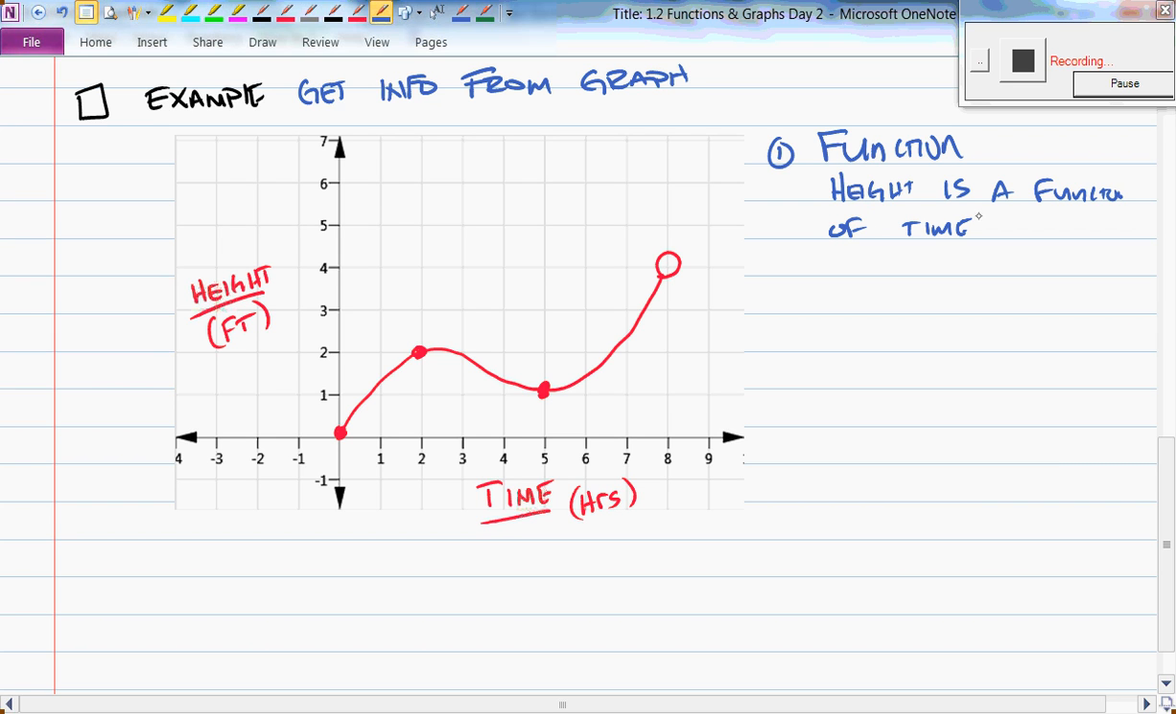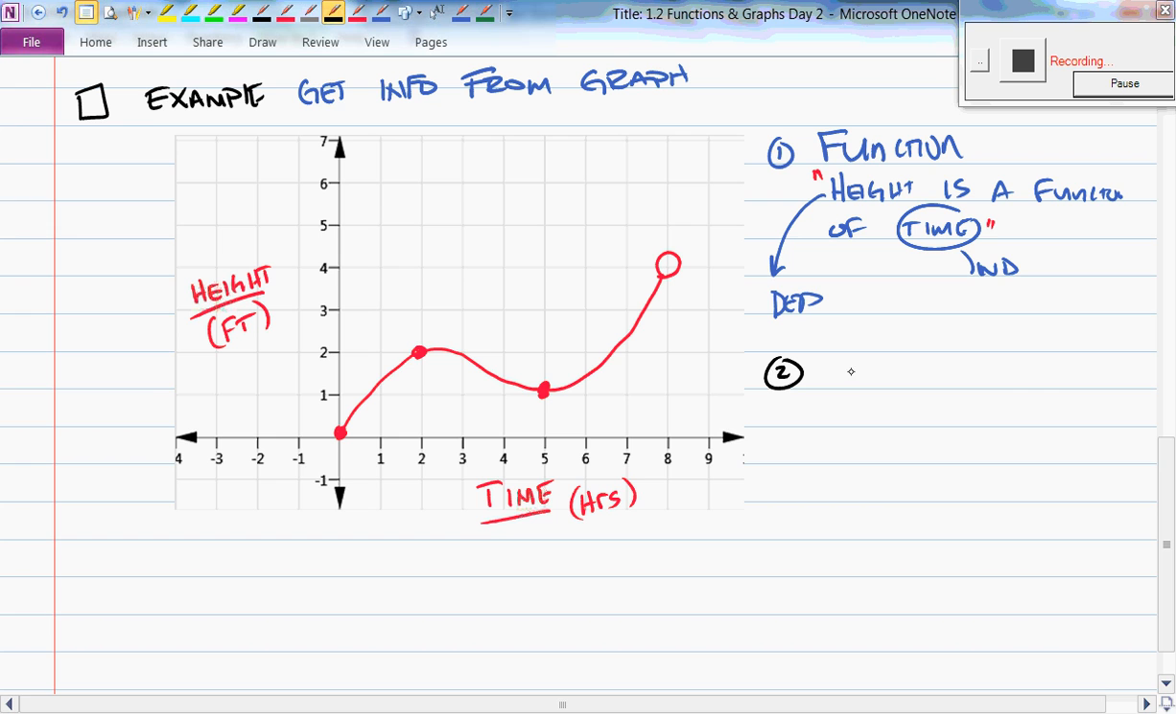Can you think of anything where height is a function of time? Growing, yeah, growing, right? Tides, growing, all those things, right? Very good. So if height is a function of time, which one is the independent variable and which one is the dependent variable? Does height depend on time, or does time depend on height? Yeah, height depends on time, right? So height has to be your dependent variable. Height is our dependent variable, and time is our independent variable, right? So height depends on time. Height is a function of time. Very good so far.